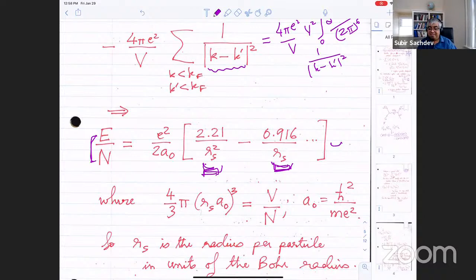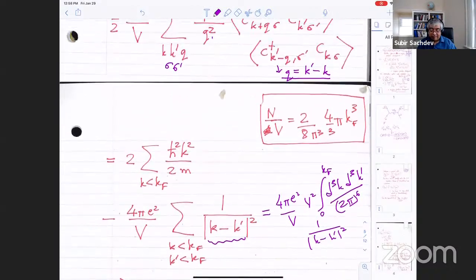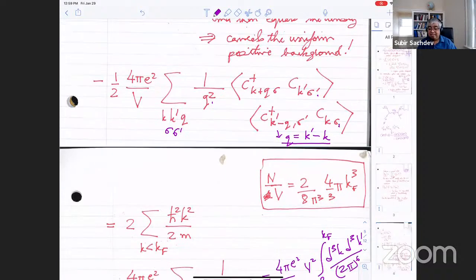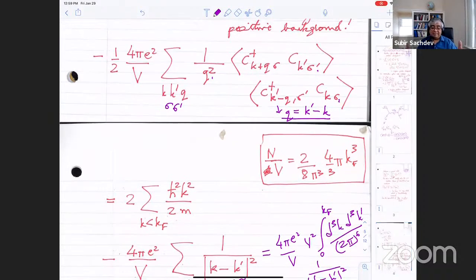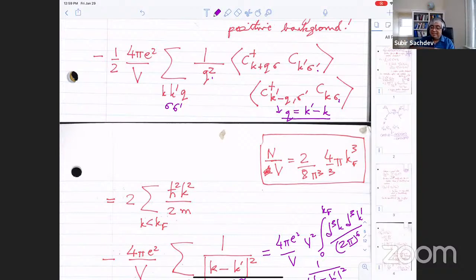Anybody have a guess? So keep in mind, this negative sign comes entirely from electrons with the same spin. So just think about what's the difference between electrons with the same spin as opposed to the opposite spin. Well, electrons with the same spin obey the exclusion principle. They can't be at the same point. Electrons with the opposite spin can go right through each other.